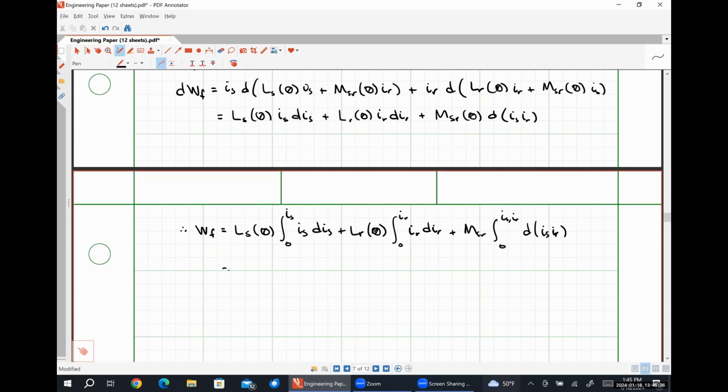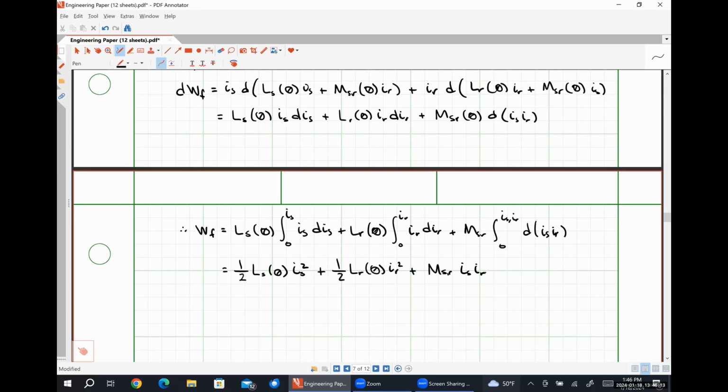And this comes out to be 1/2 times the self-inductance of the stator times the stator current squared, plus 1/2 times the self-inductance of the rotor times the rotor current squared, plus a whole mutual inductance times the product of IS and IR, right?